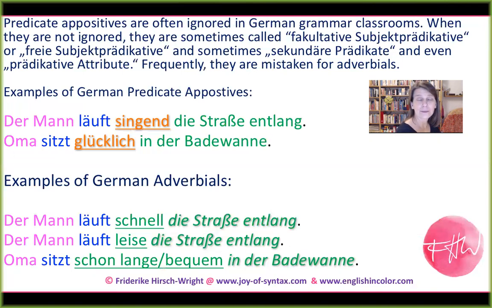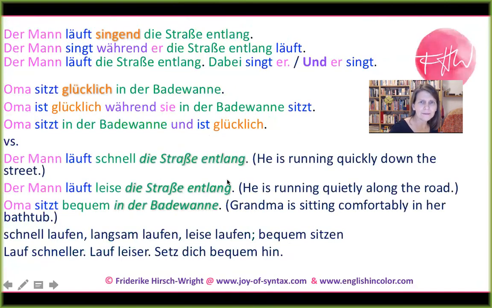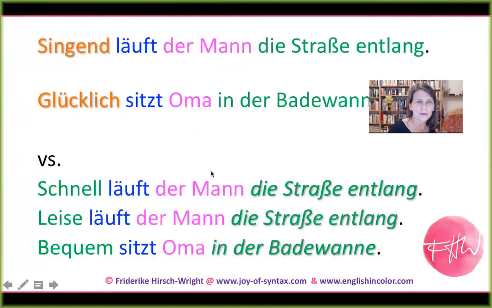Okay, here in comparison are examples of German adverbials. Der Mann läuft schnell die Straße entlang. Der Mann läuft leise die Straße entlang. Oma sitzt schon lange in der Badewanne. Oma sitzt bequem in der Badewanne. Now, the tricky thing is that the position of predicate appositives and adverbials is the same. And both of them can be front shifted. But I'll show you in a minute. Now, let me show it to you now and then go back to this other slide. I should have put them in reverse order.